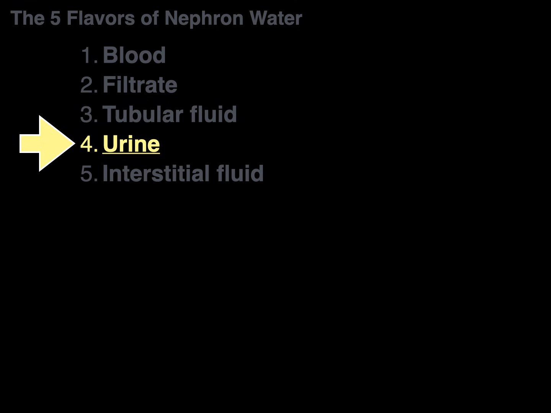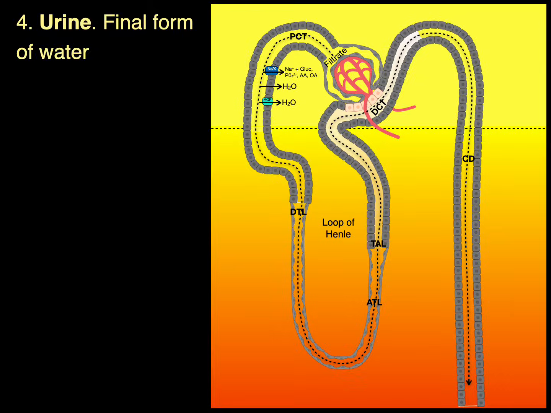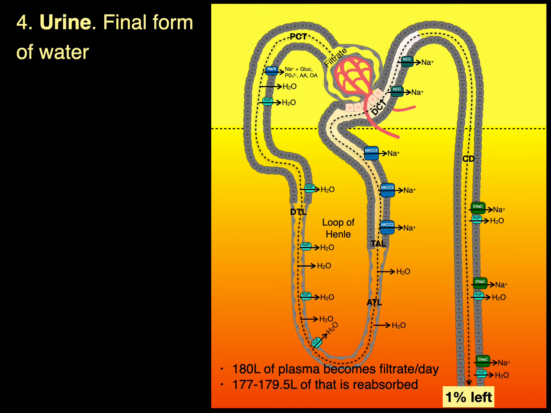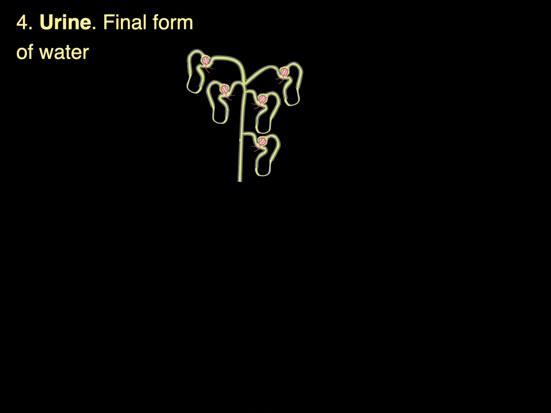Urine is next, okay? It's the next flavor of water. So as this tubular fluid continually moves through and is being edited all the way down to the end of the collecting duct, we only have 1% of the original filtrate left. So out of 180 liters of plasma that becomes filtrate every day, between 177 and 179.5 liters of that is reabsorbed back into the bloodstream, and only 1% is excreted as urine.